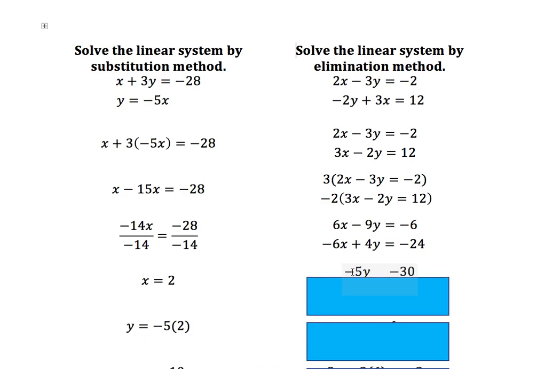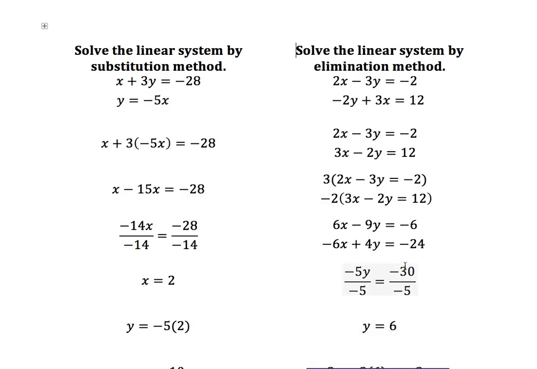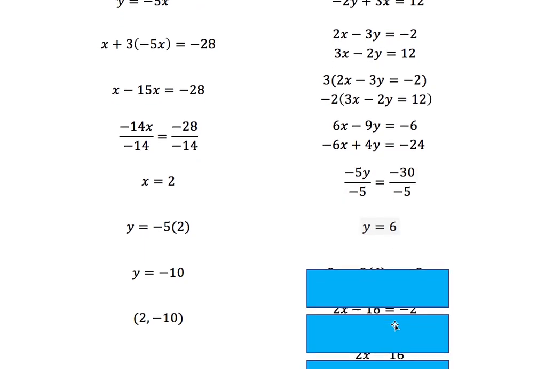Now to get y by itself, I want to divide both sides of the equation by negative 5, and when I do that, I get y is equal to 6. Negative 30 divided by negative 5, the negatives cancel out. 30 over 5 is 6.